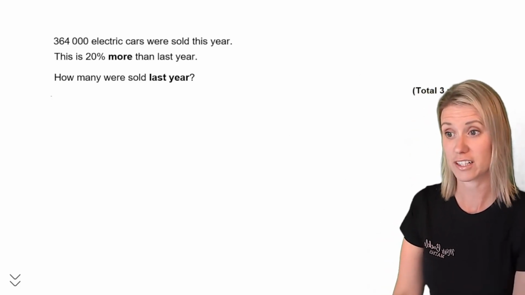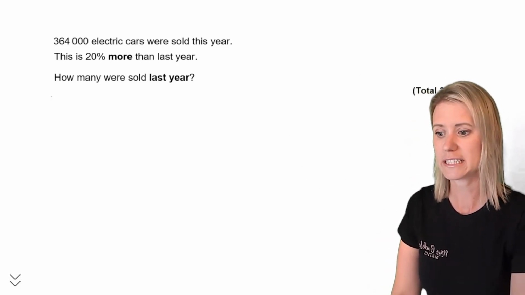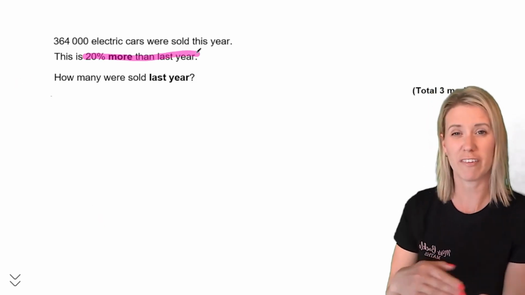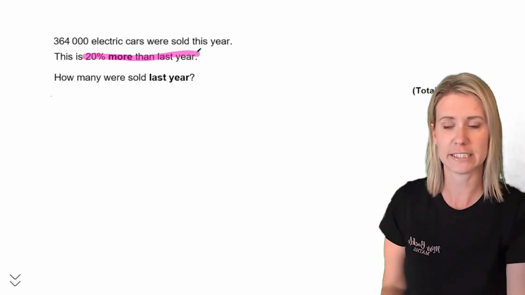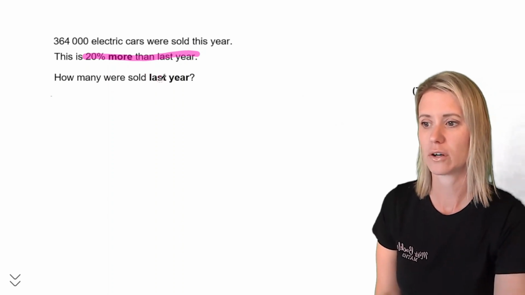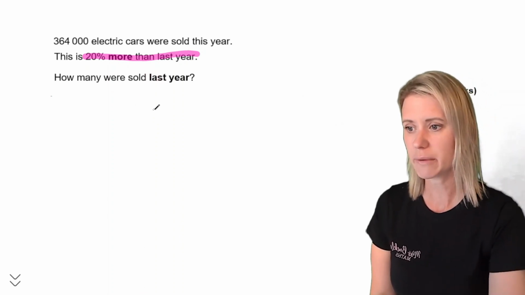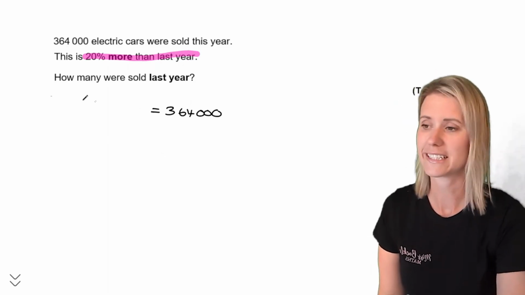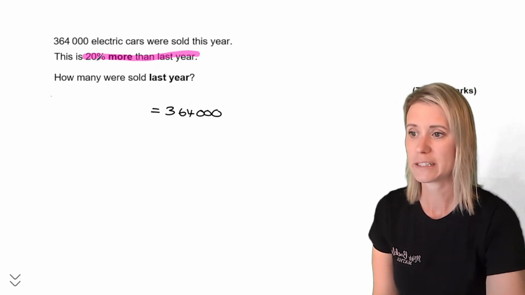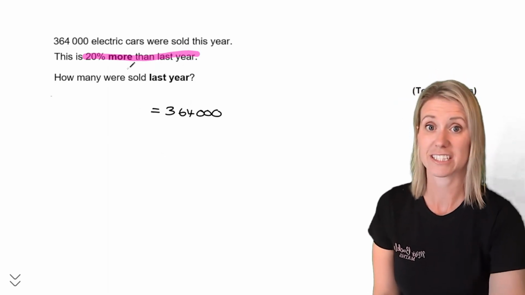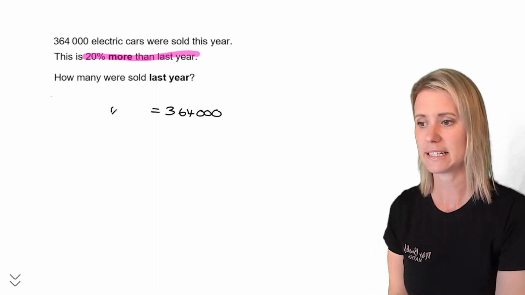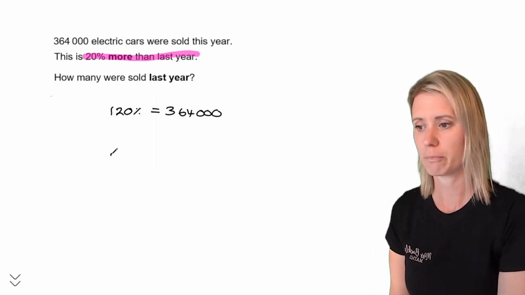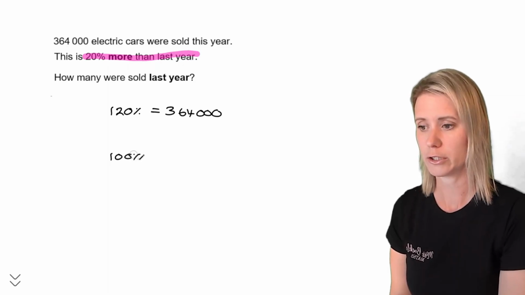364,000 electric cars were sold this year. This is 20% more than last year. Once again, it's referring to previous, okay, this reverse percentage. How many were sold last year? So we know something equals 364,000, but what percentage is it? This is 20% more than last year. So it's gone up by 20%. It's now 120%. And it wants the original back to last year, which would be your 100%.